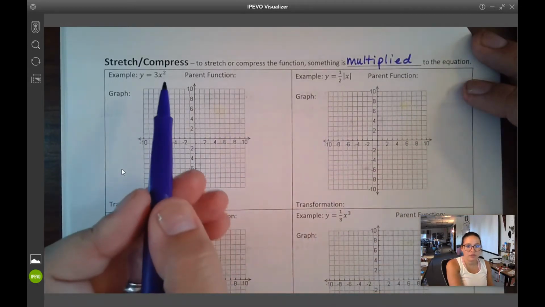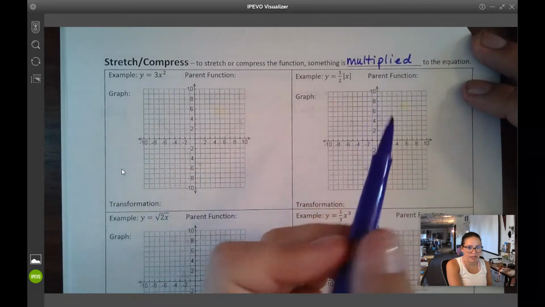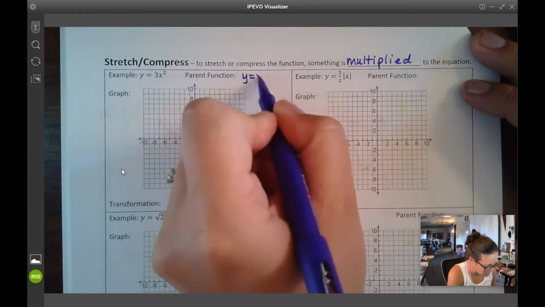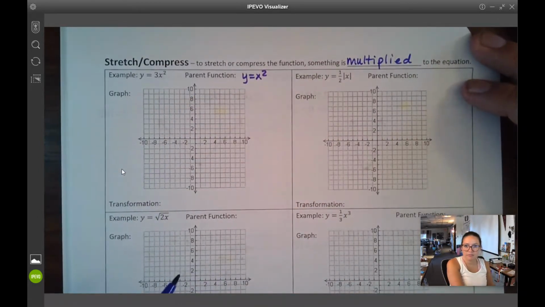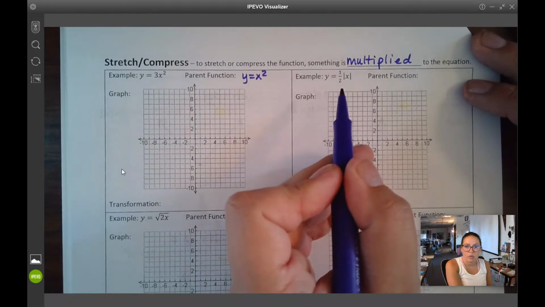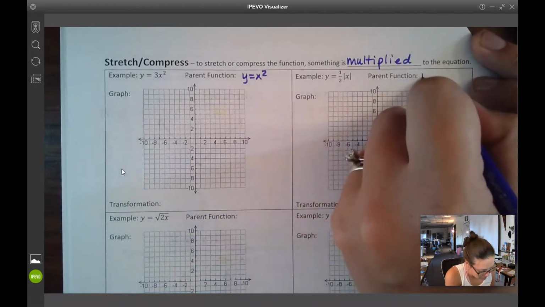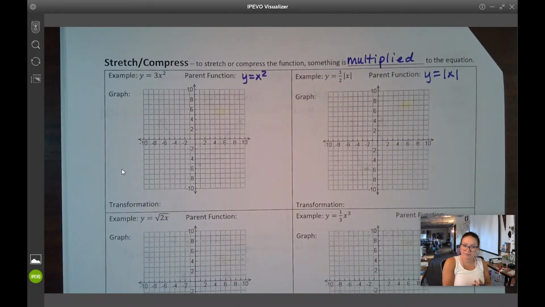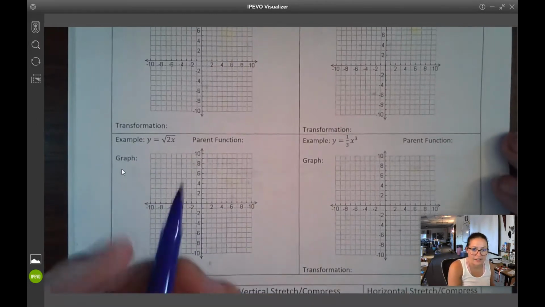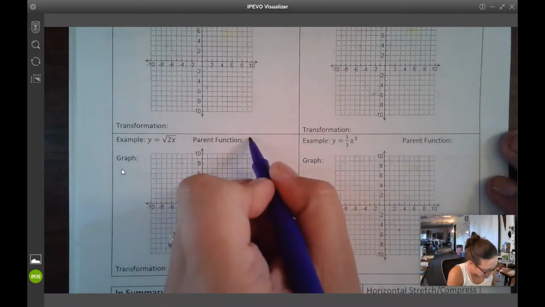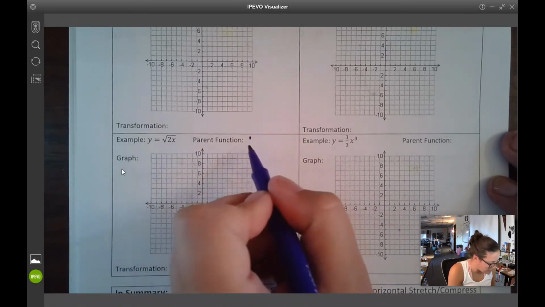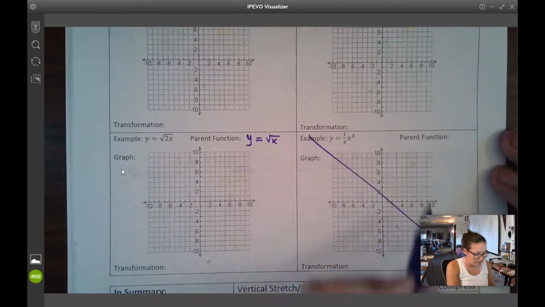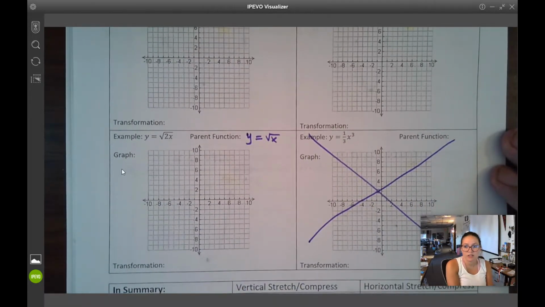So let's go through first of all and identify all of these parent functions here. So we have y equals 3x squared. The parent function is y equals x squared. Here I have y equals 1/2 absolute value x. Parent function is the absolute value. And here we have y equals the square root of 2x, which is the square root function. And we are actually going to skip this last example here, so you can cross that one off.